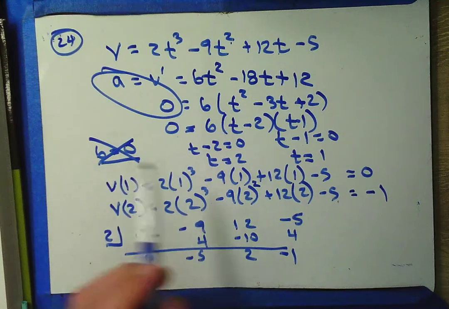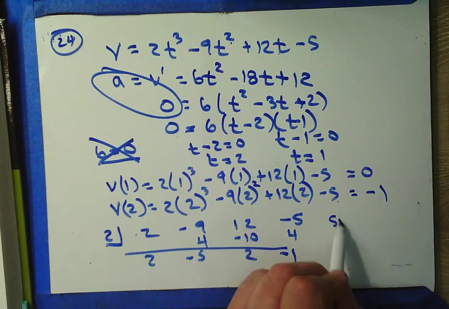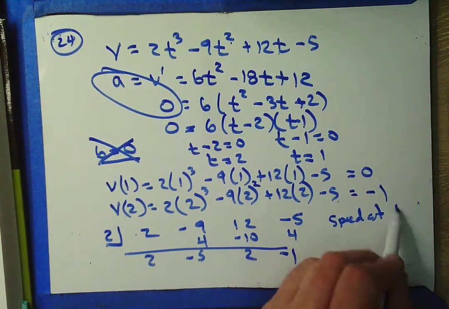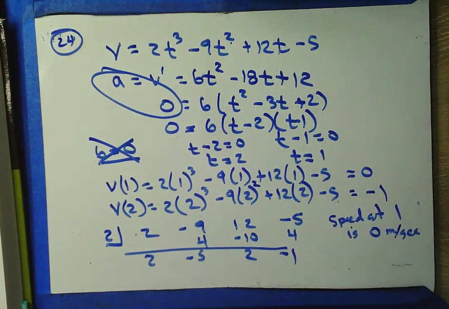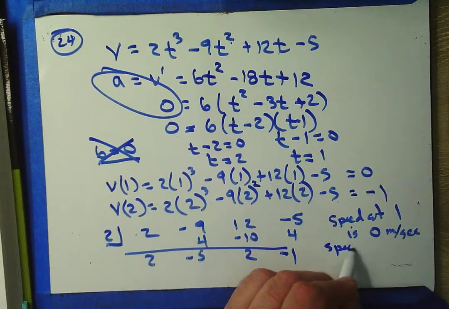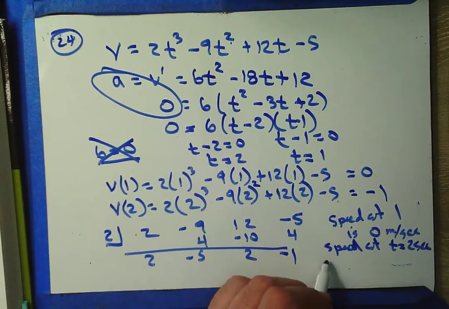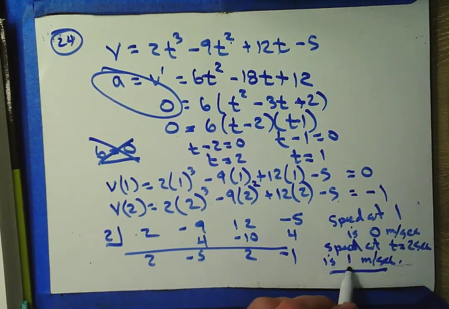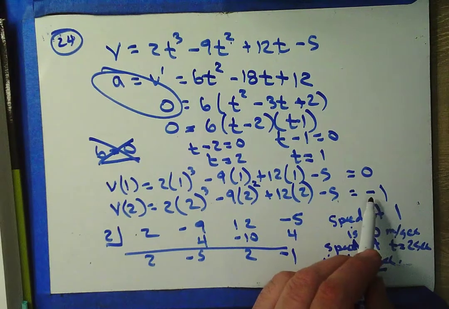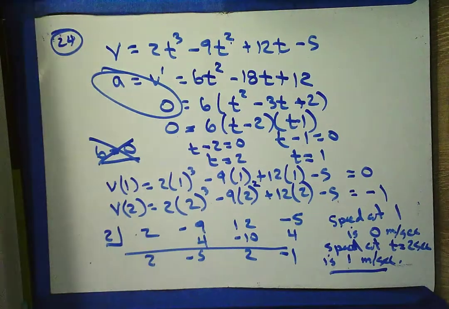Oh wait, do we? No, these are the velocities. I don't want velocities, I want speeds. Speed at 1 is 0 meters per second. These were in meters per second, weren't they? Yes. And speed at t equals 2 seconds is 1 meter per second. Right? It's got to be positive, not negative. Velocity was negative, but speed is always positive. Okay, 25.